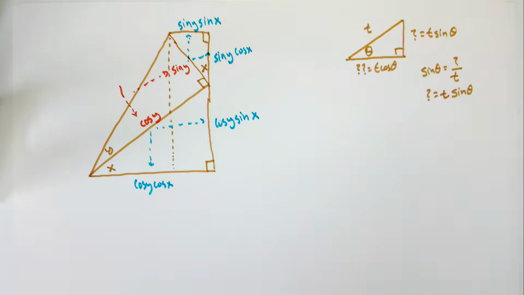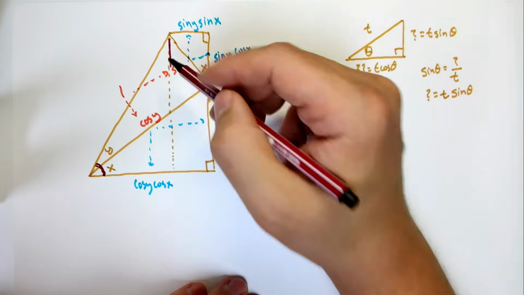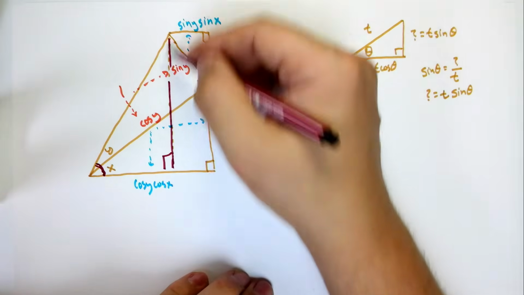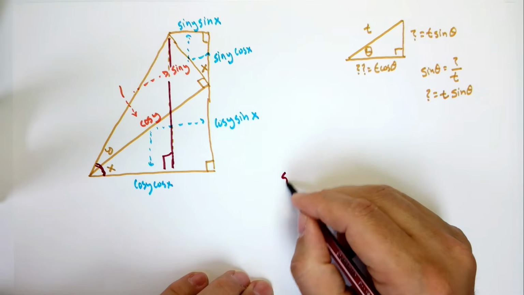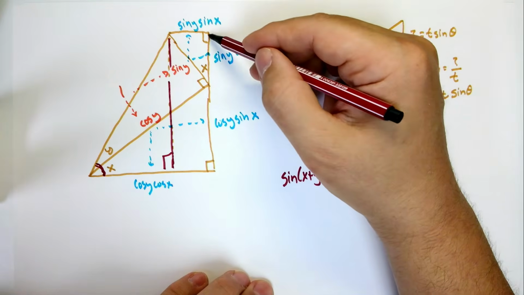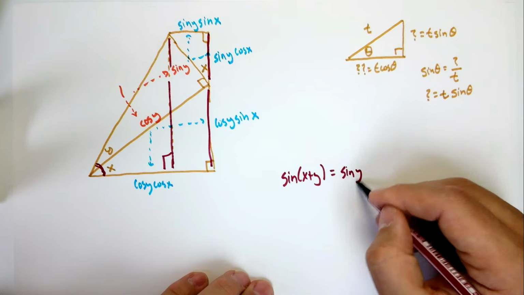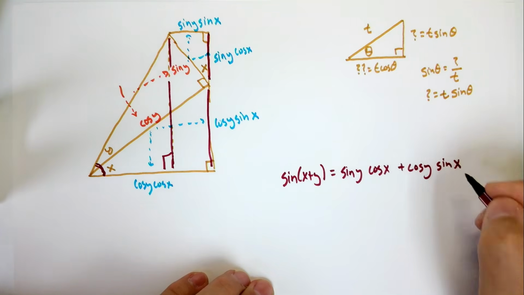Now, last two things to do, and we're done after this. Suppose I wanted to know this angle. Well, I can look at this triangle. So this whole length here would be, according to our rule, because this is 1, the sine of the angle x plus y. So this length is sine of x plus y. Well, it's going to be this length plus this length. So that's going to be sine of y, cosine of x, plus cosine of y, sine of x.